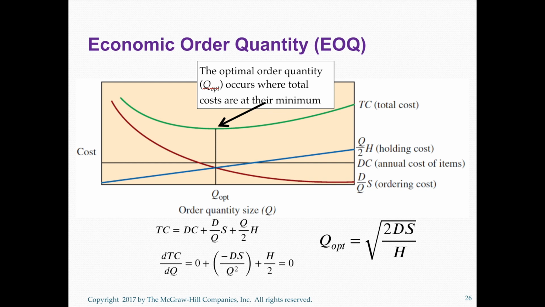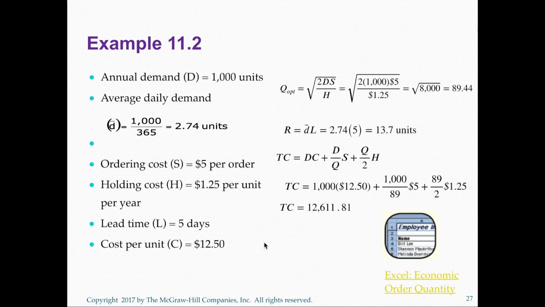Therefore, the optimal reorder quantity Q sub opt is equal to the square root of 2 times annual demand D times the ordering cost S divided by the holding cost H. Optimal order quantity can also be found when annual ordering cost equals annual holding cost, as shown in this figure. We will demonstrate the fixed order quantity model in this exercise 11.2. In this example, the part is ordered whenever the inventory drops to the reorder quantity, which means we need to determine a desirable reorder quantity and the reorder point for the system.